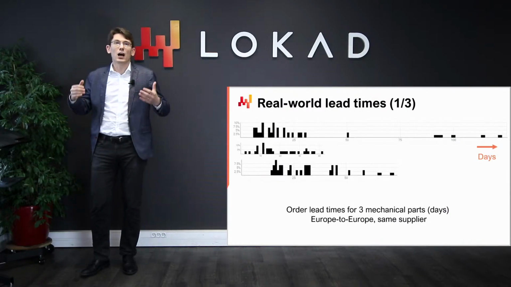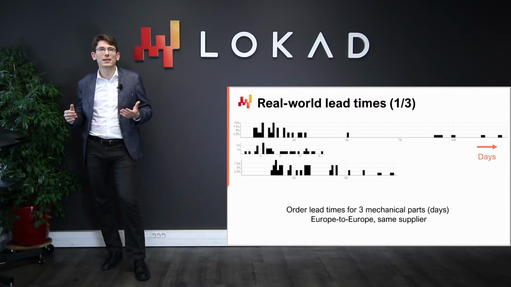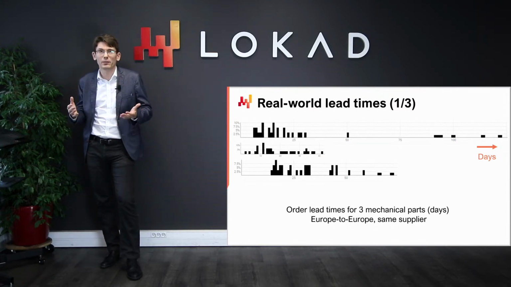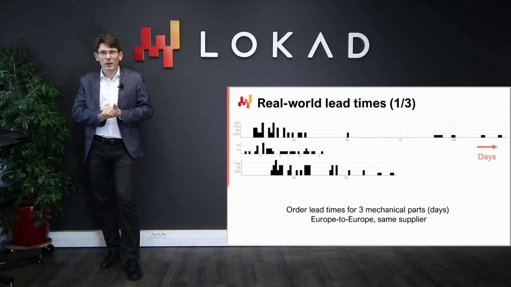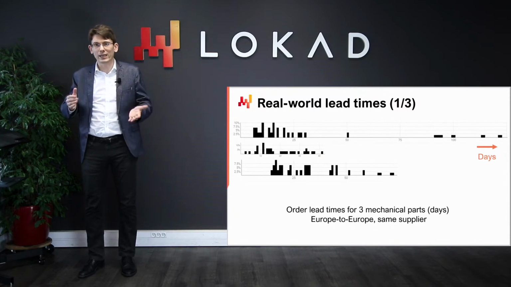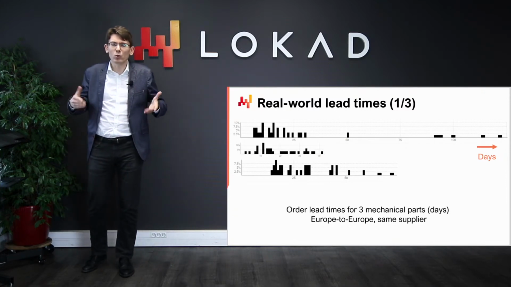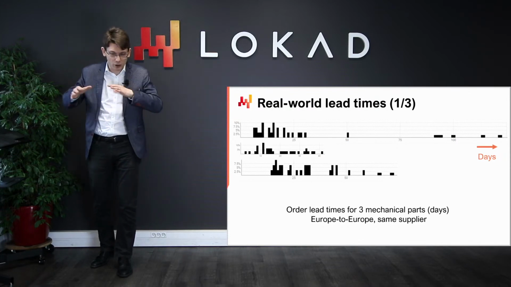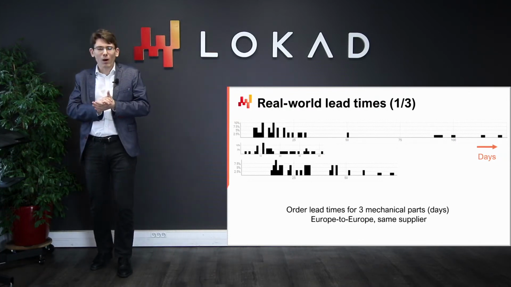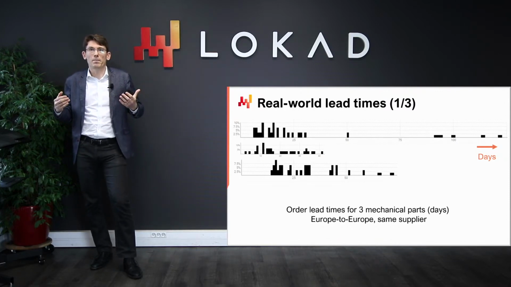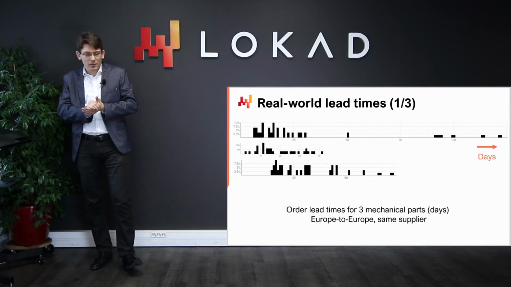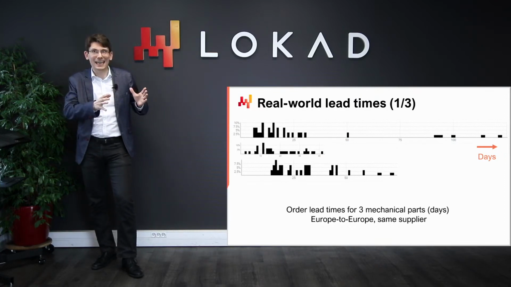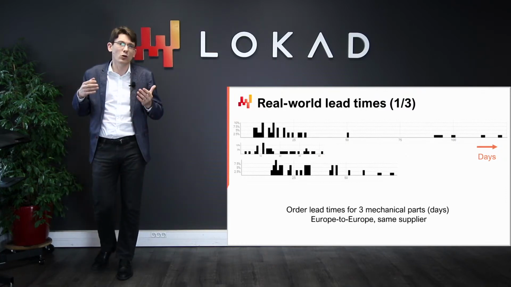Thus, let's have a look at a few actual real-world lead times. On the screen, there are 3 histograms that have been plotted by compiling observations of lead times associated to 3 mechanical parts. Those parts are ordered from the same supplier located in Western Europe. Those orders come from a company also located in Western Europe. The x-axis indicates the observed lead times expressed in days. The y-axis indicates the number of observations expressed as a percentage. In the following, all the histograms will adopt the same conventions, with the x-axis associated with durations expressed in days, and the y-axis reflecting the frequency.